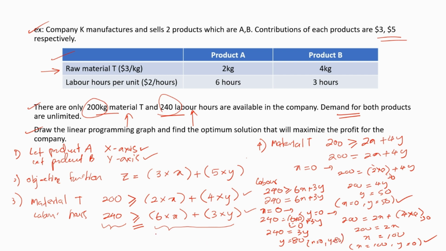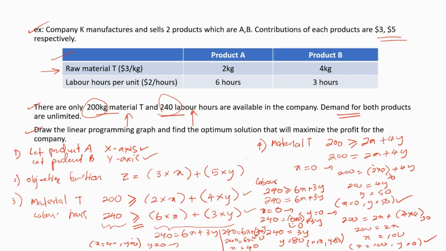Now let's calculate the other point. 240 is equal to 6x plus 3y. Let's assign 0 to the y value. So 240 is equal to 6x plus 3 times 0. This is 0. 240 is equal to 6x. X is equal to 40. So when x is 40, y is 0. This is the second point.